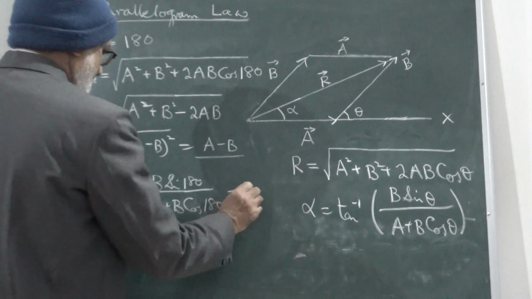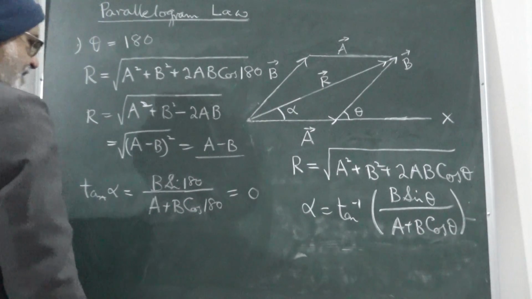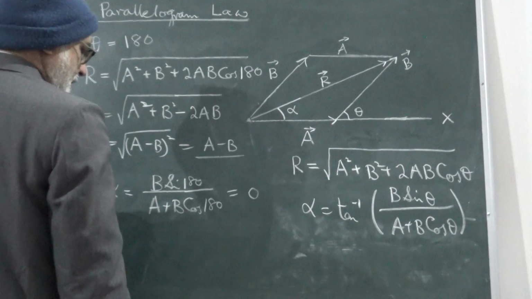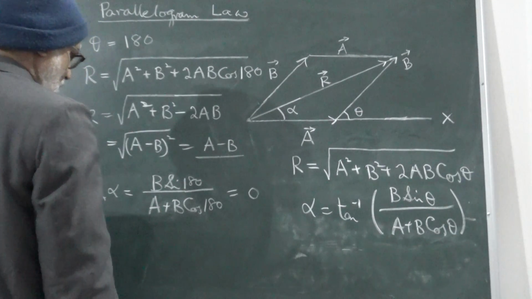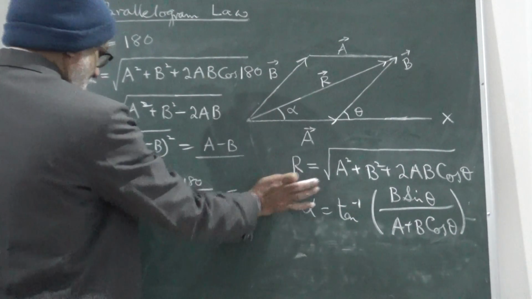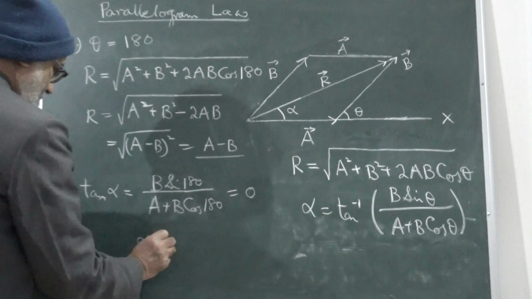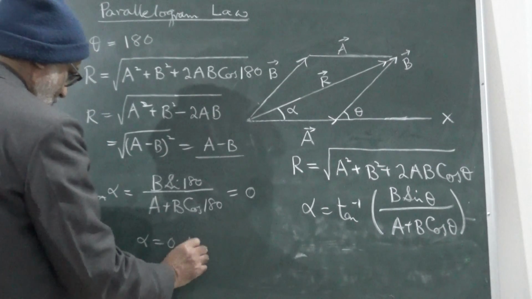Sin 180 is 0, so it's alpha. So it is 0 divided by something is 0, so it is 0. So alpha is 0 degree or 180 degree.